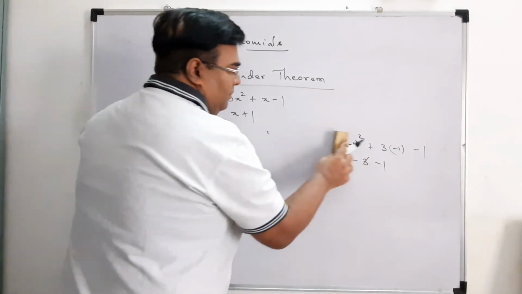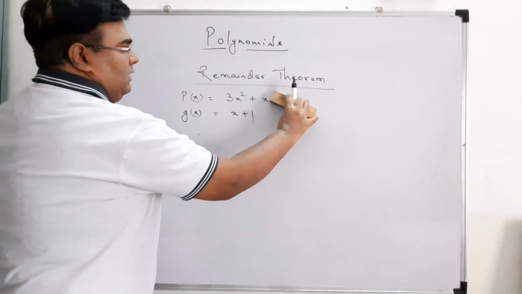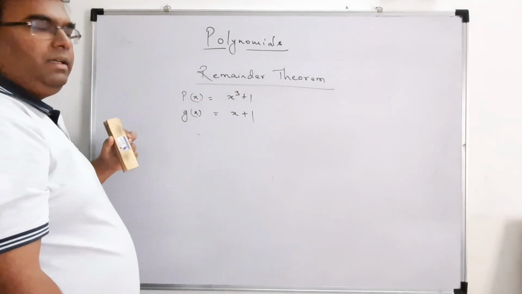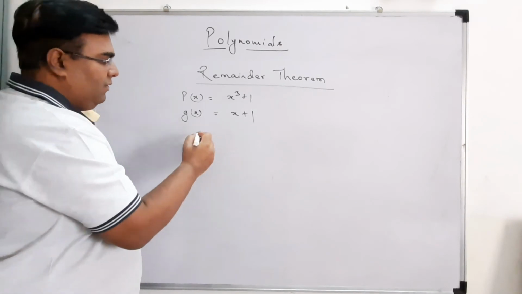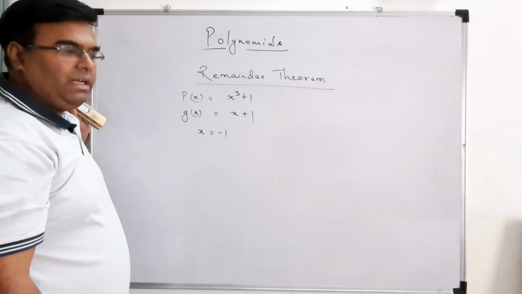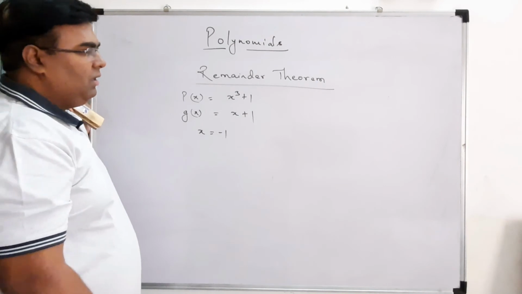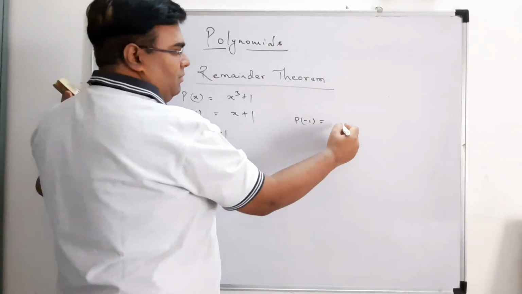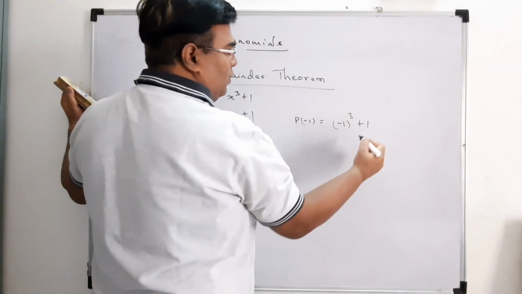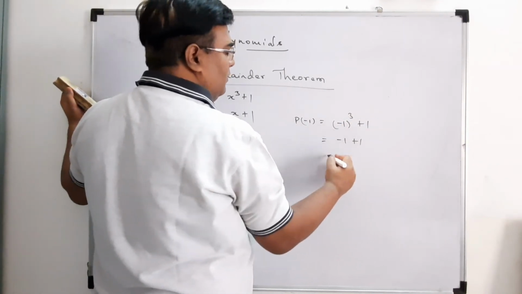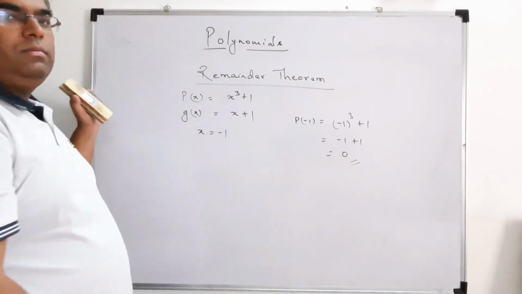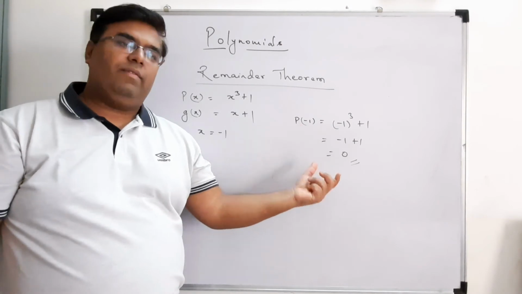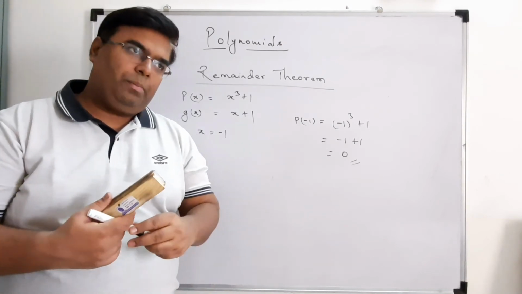Let us do it for the second example also. What was my second example? Second example was x cube plus 1. Right? Again, our value of x will be -1. After putting it equal to 0, p of -1 is -1 cube plus 1, which is 0. Right? So without doing any division, what are we getting? We are getting the remainder of the polynomial.